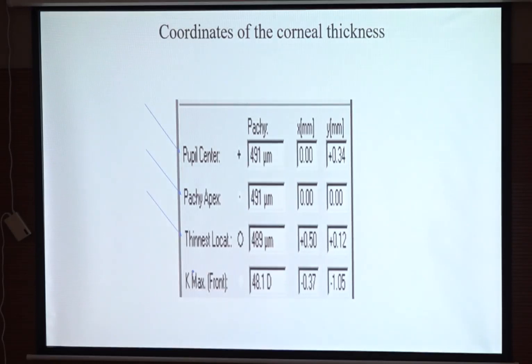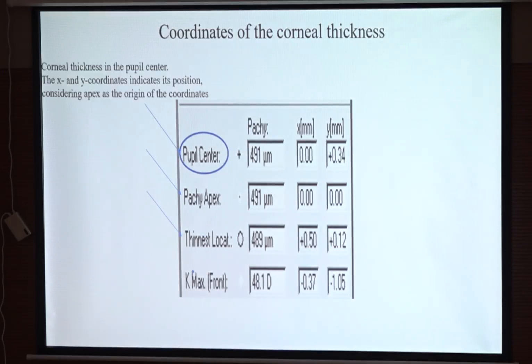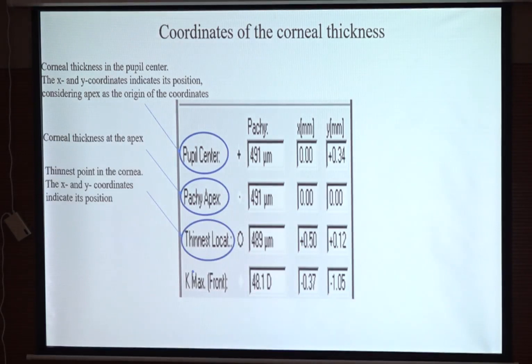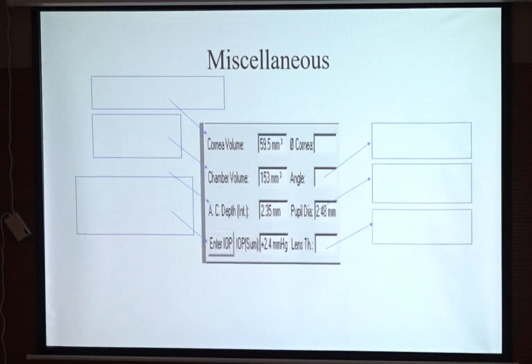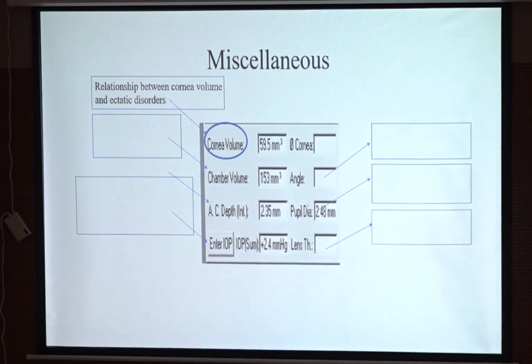The other values which are indicated include parameters related to the corneal thickness. So you have the corneal thickness that is present in the pupillary center. The coordinates are also indicated, x and y, which basically indicate the position, considering the apex as the origin of the coordinates. Then you have the corneal thickness at the apex, and the thinnest location. Then certain other values are also depicted. For example, the corneal volume is depicted.